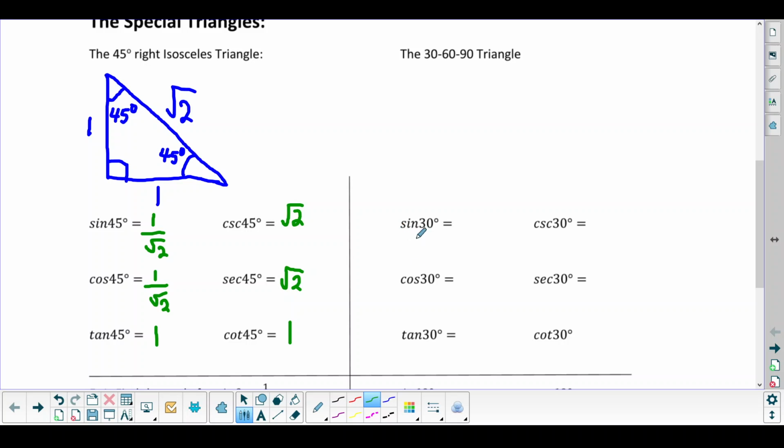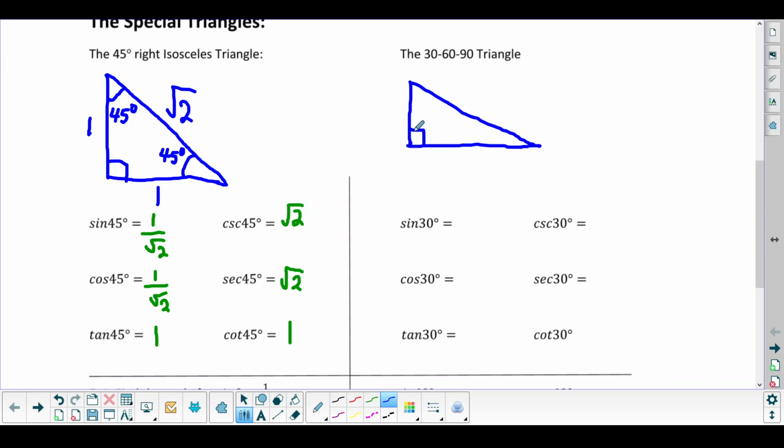So let's do the next triangle. The next triangle is called the 30, 60, 90 triangle. It has some other names people call it, but I think this is the easiest one because that's all of the angles in the triangle. So it looks a little bit different. It's got a shorter side and then a longer side and then the hypotenuse. It's got a right angle, and the angles are 30 degrees, 60 degrees, and 90 degrees.